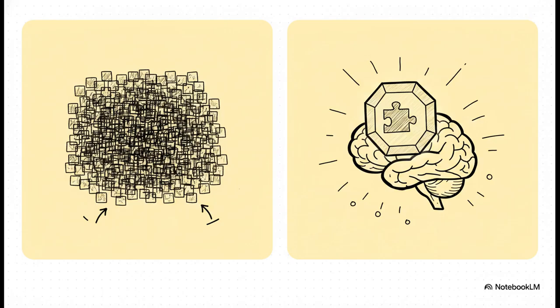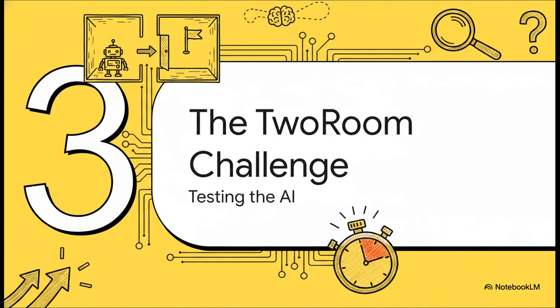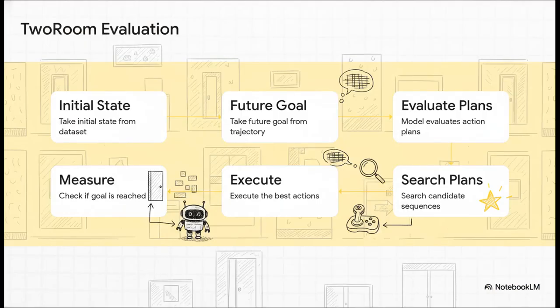Because, let's be honest, you don't need to perfectly render the future in Ultra HD to know if an action was a good idea. Moving on to Section 3, the TwoRoom challenge. This is how we're testing the AI. So how do we actually know if this AI is working? The research paper uses a specific benchmark environment known as TwoRoom, where an agent has to navigate through rooms, avoid walls, pass through doors, and reach a specific target.